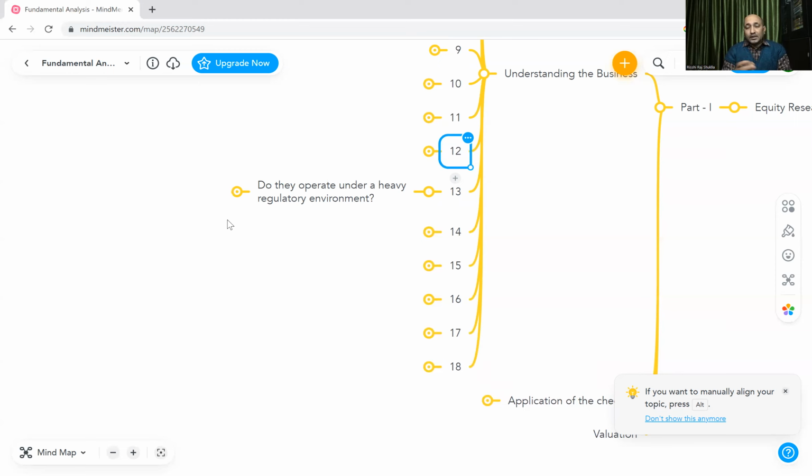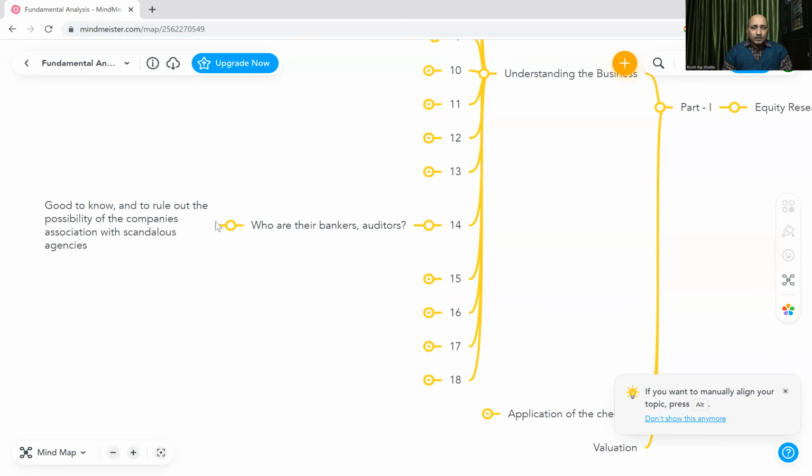Another thing, it can be bad also because being heavily regulated, they cannot have choice. They cannot have their innovation scale up or expand. They have to work within the confinement of regulation only. So we have to see how the regulatory environment is, whether it is good for the company or bad for the company. We have to find the answer for this.